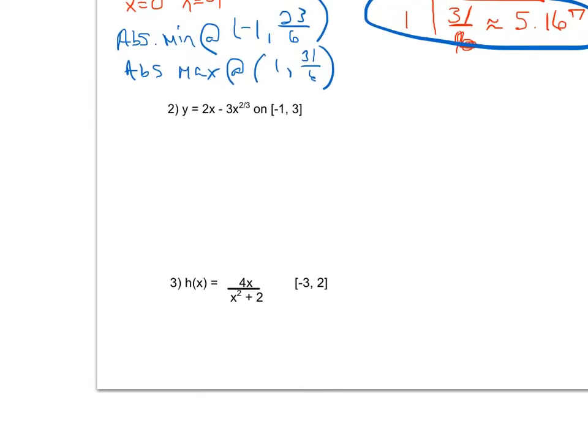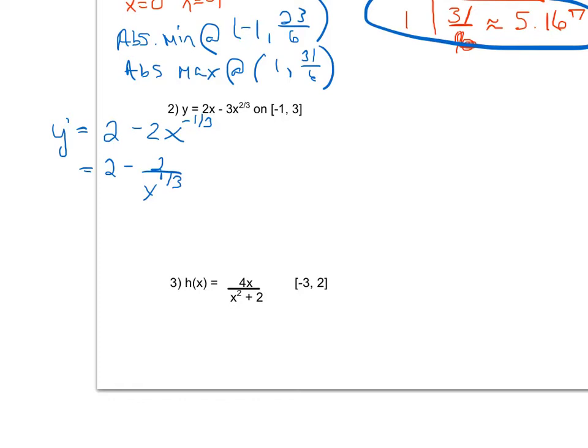First thing I'm going to do is find my derivative, so then I can find my critical numbers. Again, I can use the power rule. So I get y prime equals 2. The 2/3 comes down, so 2/3 times minus 3 is minus 2x to the negative 1/3. Well, that's the same thing as 2 minus 2 over x to the 1/3.